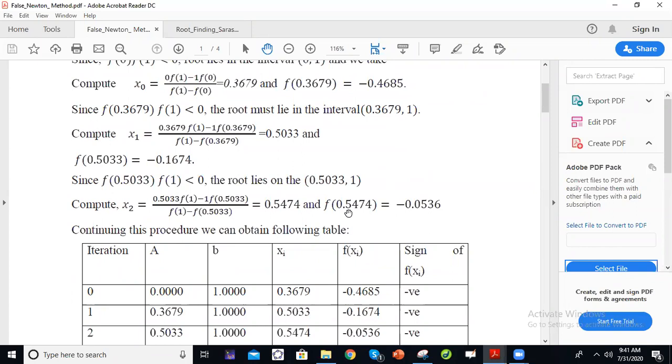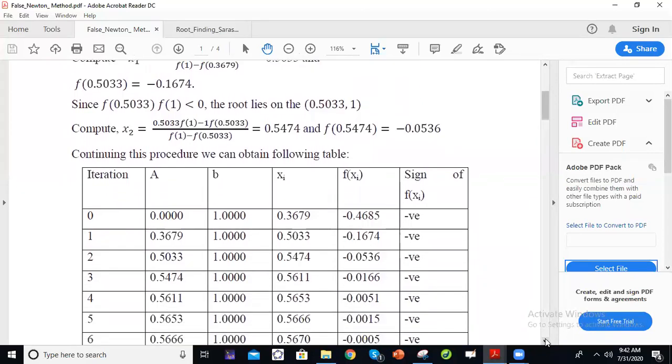If f of 0.5474 equals 0, x2 is the desired root. Okay, but we have f of 0.5474 not equal to 0. So x2 is not a desired root. Okay, we continue this process. We can obtain this table.